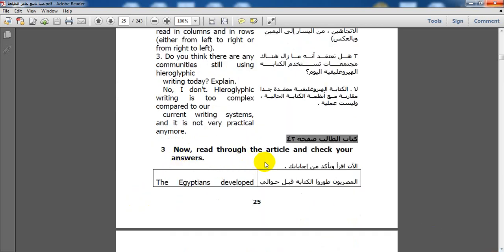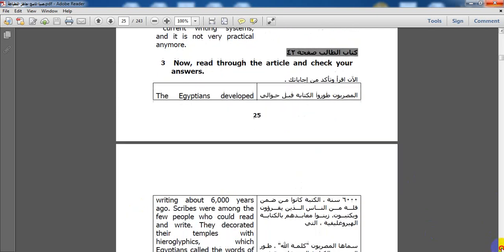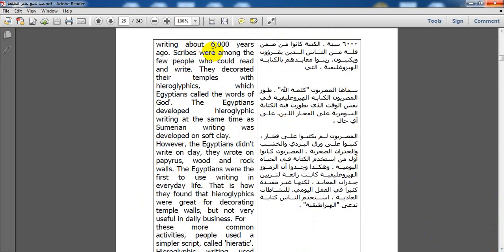Now read through the article and check your answers. The Egyptians developed writing about 6,000 years ago. Scribes were among the few people who could read and write. They decorated their temples with hieroglyphics, which Egyptians called the words of God.